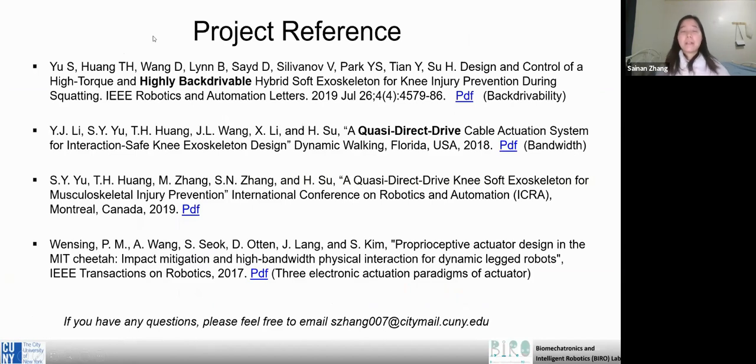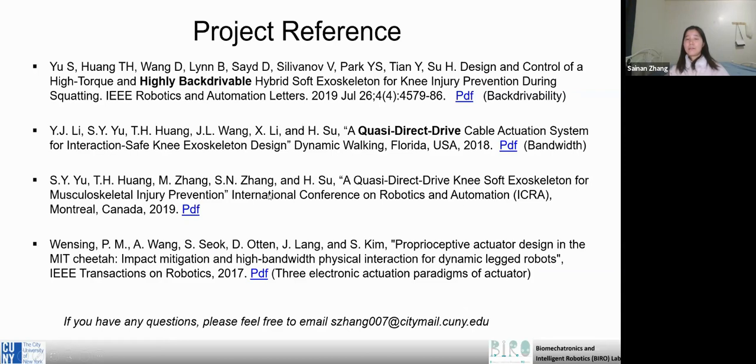And for the references, there are four references related to the project. The first is the design and control of a high torque and highly backdrivable hybrid soft exoskeleton for knee injury prevention. For this reference, it will have some results about the backdrivability and analysis. You can read it. And this one has a bandwidth result and QDD.